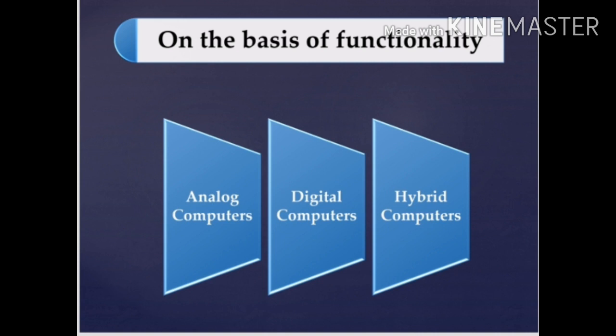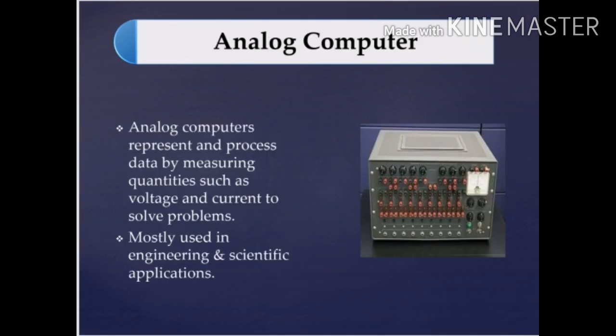On the basis of data representation, processing, input and output, computers can be classified into three types: analog computers, digital computers and hybrid computers. Analog computers. Analog computers represent and process data by measuring physical quantities such as voltage and current to solve a problem. These devices are mostly used in engineering and scientific applications.